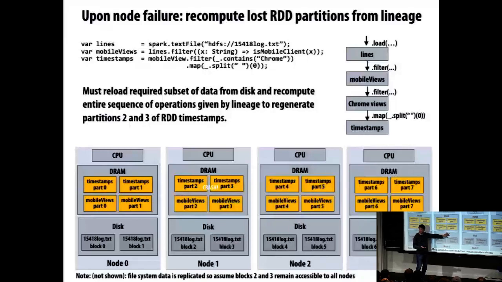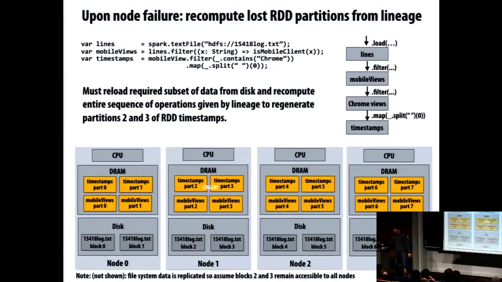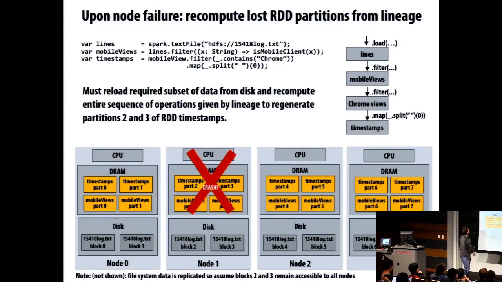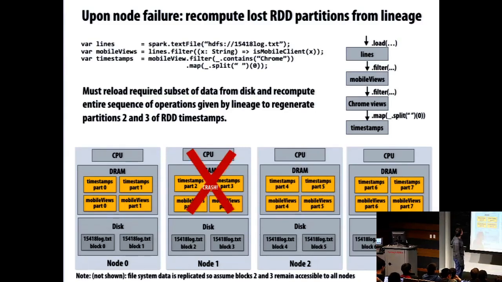What do you do as a scheduler to get back the partitions of the RDD that happened to be on node 1? Node 1 just crashed. You just lost all of the data in timestamps and all of the data in lines and mobile views that was managed by node 1. One exception: the stuff on disk, assume it's a resilient file system, so you can get the data on disk. What do you do as a scheduler if in the middle of running this, node 1 crashes? I just lost all my yellow boxes, all my temporaries and intermediates.